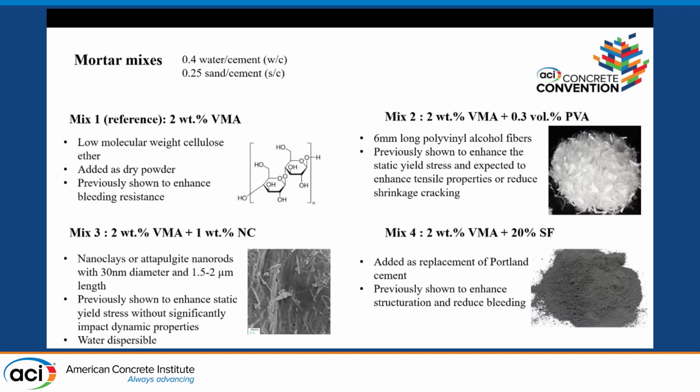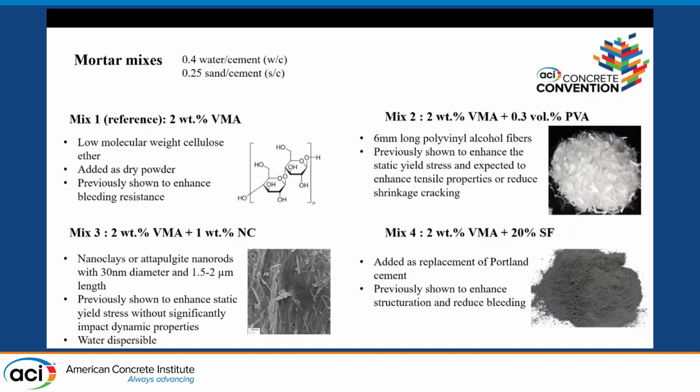So I looked at four different systems. The first one just had VMA, a viscosity modifying admixture, because with the system and all the printers that I've used, you typically run into some bleeding issues for longer printing, and VMA is one of the additives that we can use to mitigate the bleeding effects. So my reference mix always had a VMA, and if you're interested in materials, this was just a cellulose ether of low molecular weight.